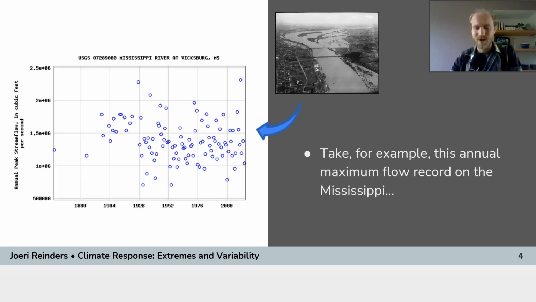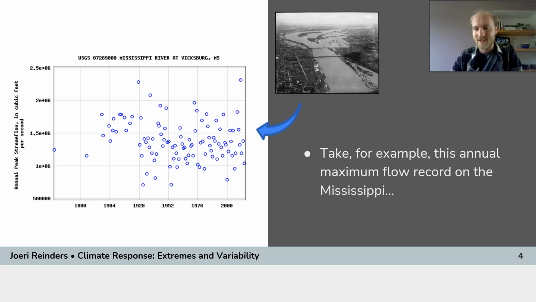Often you'll find or encounter a record like this, something like a time series, where you have a bunch of dots on a timeline. Here we see, for example, annual peak stream flow. So this is an extreme variable. It's the highest stream flow recorded in a certain given year. So for each year, starting to be systematic around 1927.